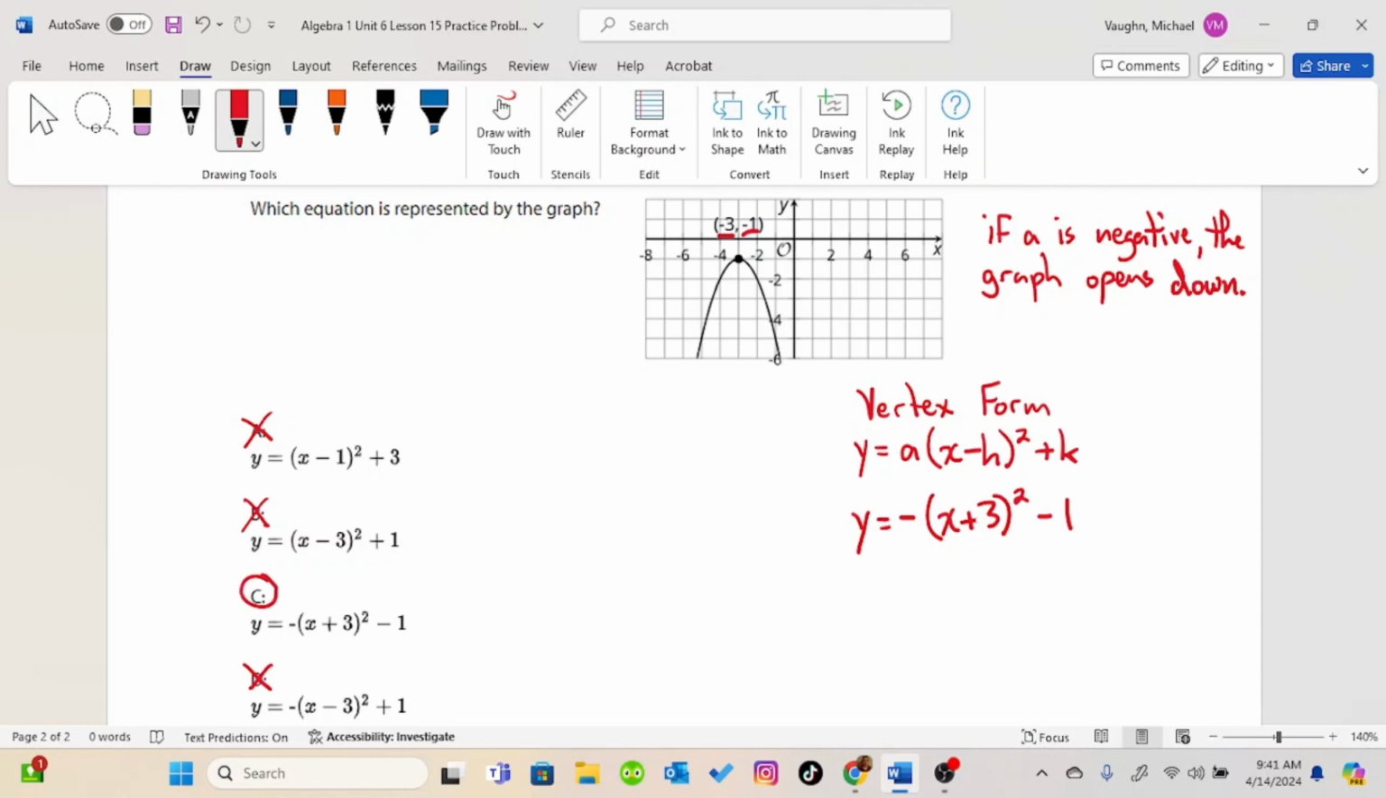C is the correct vertex form quadratic equation to represent the graph that is given to us. If you have any questions about how to determine the vertex form of the equation by looking at the graph, please use class time to ask for further clarification.